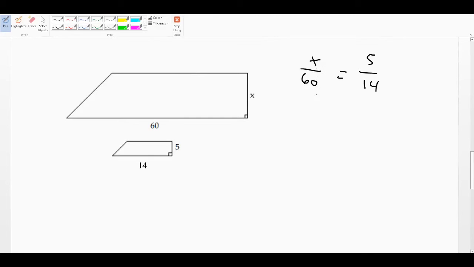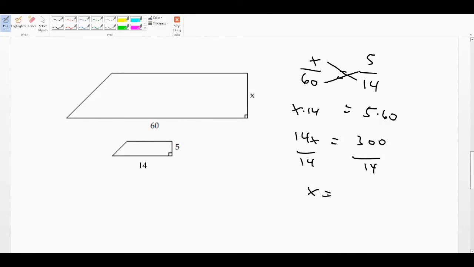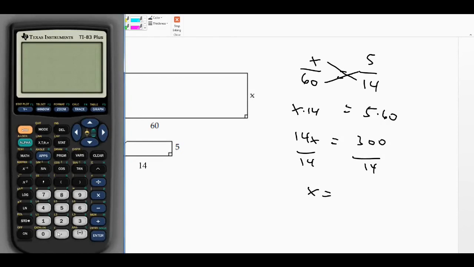So now I'm going to cross multiply. I take x times 14 equals 5 times 60. x times 14 is 14x. 5 times 60 is 300. And then I'm going to divide both sides by 14, because when we're solving proportions, you cross multiply and then divide. I'm going to take out my graphing calculator and divide 300 by 14. A scientific calculator is fine also. And I'm going to round that to 2 decimal places. So 21.43. And that's it.